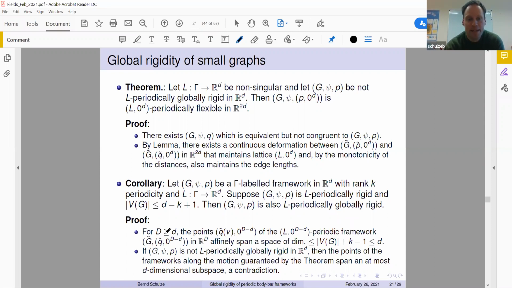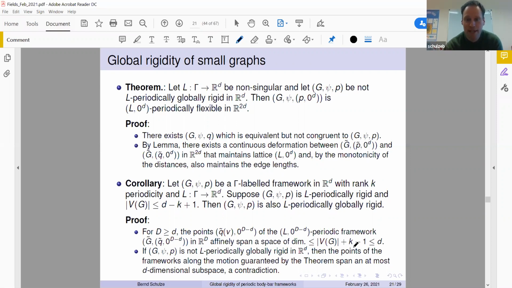So if you take any capital D that is at least as big as the current dimension D, and you look at any periodic framework in R^(capital D), what can we say about the affine span of the points of this framework? We look at the vertex representatives, right? And of course, there are |V(G)| of them. And so they can span an affine space of dimension at most the number of vertices minus 1. And then the framework is K-periodic. So the lifting, the covering framework has the property that the points span an affine space of dimension at most V minus 1 plus K.